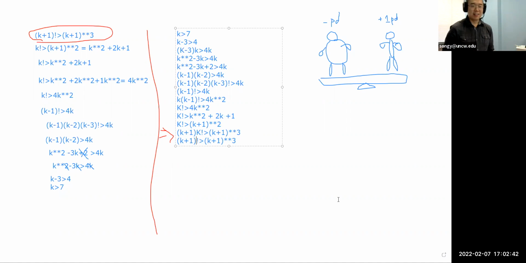So on the left side, it is what I would do on the scratch paper. And after that, I have to reverse everything. So this is what I start from, k is greater than 7, and eventually I can prove k plus 1 factorial is greater than k plus 1 cubed. So this is just an exercise in tweaking the math to make sure that the two sides can cancel something on both sides to make it easier, and eventually we reduce it down to something we know is definitely true, and then we reverse the whole process.